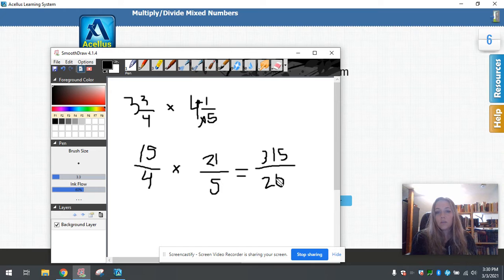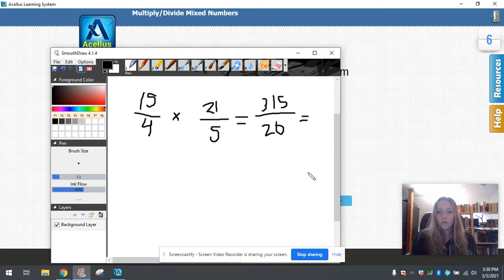Now, here's an easy way to do the reduction or get the mixed number. So 315 over 20, remember, fractions are division. So on my calculator, I'm going to do 315 divided by 20. You will get 15.75 if you do this. You keep the whole number, the 15. Write your denominator, it's still 20.